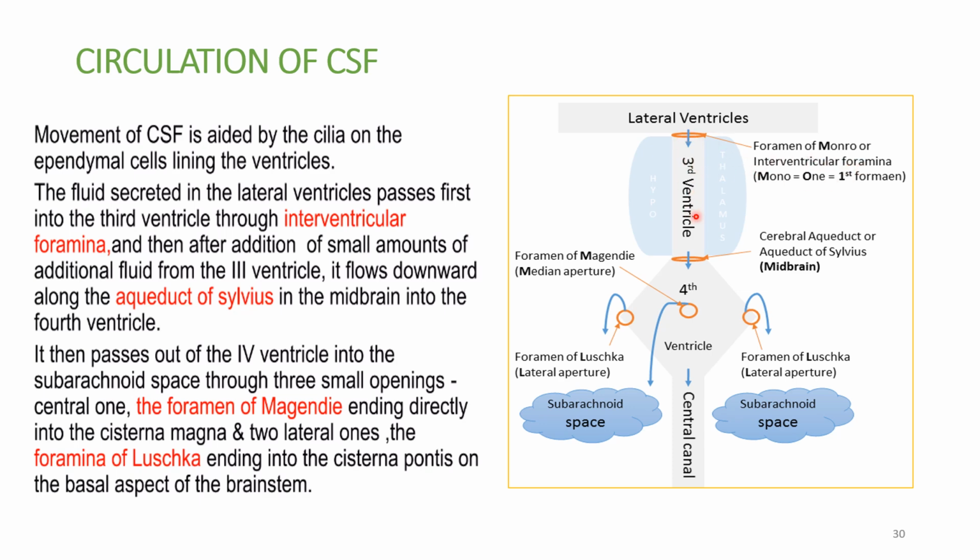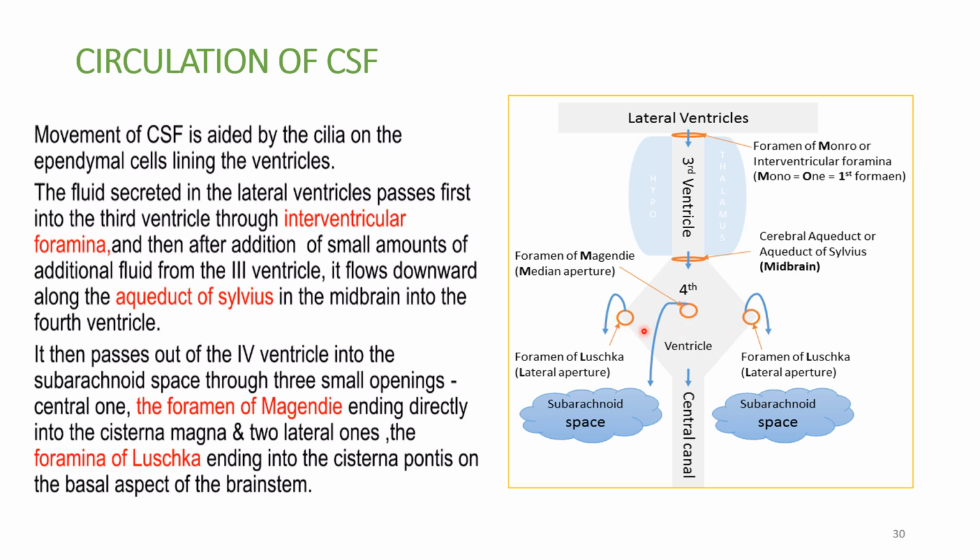Then some amount will also be secreted from the third ventricle. Then, all together, it will flow to the fourth ventricle with the help of the cerebral aqueduct, or aqueduct of Sylvius, that is present in the midbrain. Then it passes into the subarachnoid space through three small openings.